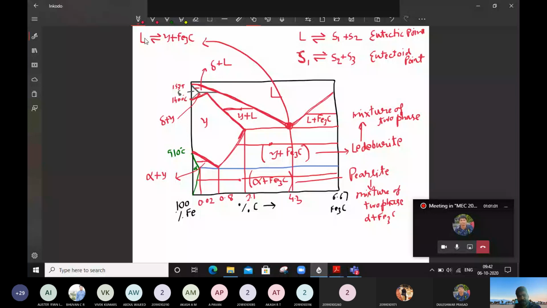So here at this point, as you can see, the liquid is going to give you gamma plus Fe3C. So when one liquid is going to give two solids, that point is known as the eutectic point. And a similar reaction is occurring over here. One liquid is going to give you two solids. So that's why this point is known as the eutectic point.